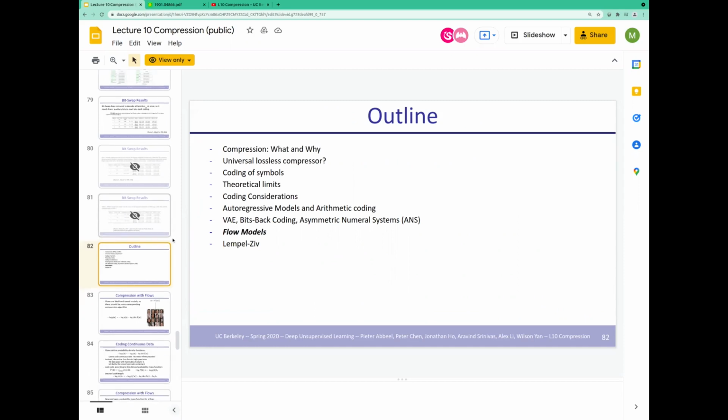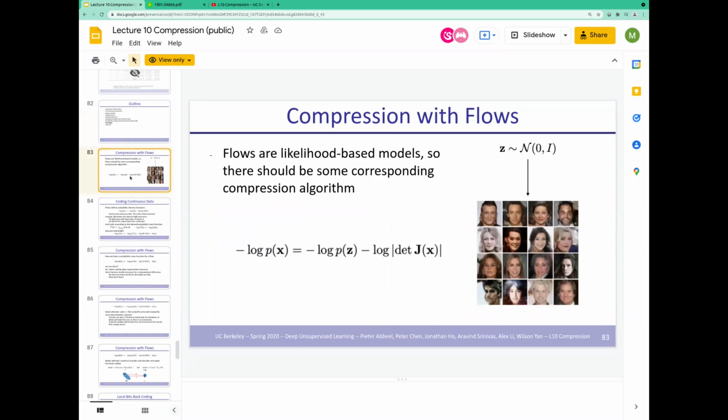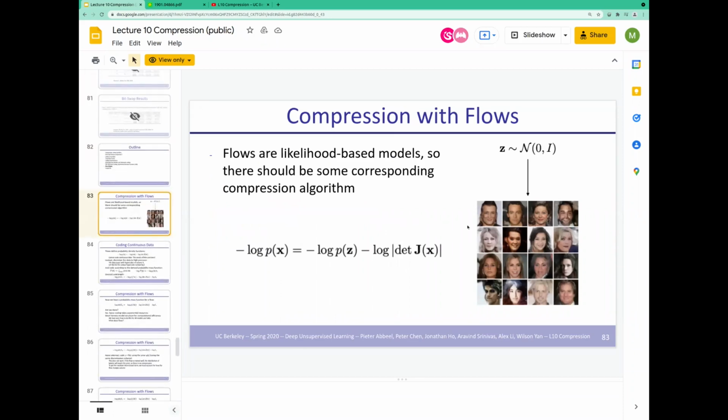Do you have any questions? Hopefully it was somewhat clear what the basic idea of BitsBack is. Okay, I'll continue on. There isn't much left. So the idea is how we used it with VAEs. How can we do it with flows?